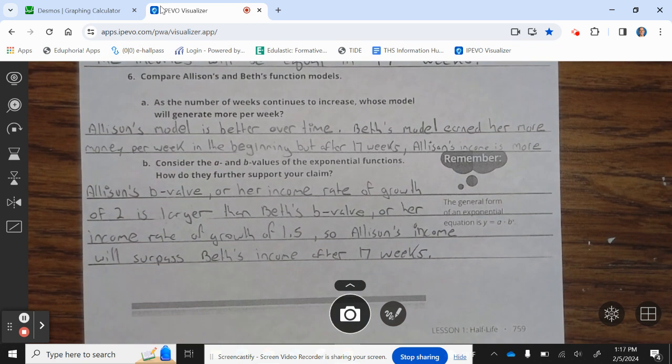Number 6. Compare Allison's and Beth's function models. A. As the number of weeks continues to increase, whose model will generate more per week? Allison's model is better over time. Beth's model earns her more money per week in the beginning, but after 17 weeks, Allison's income is more.